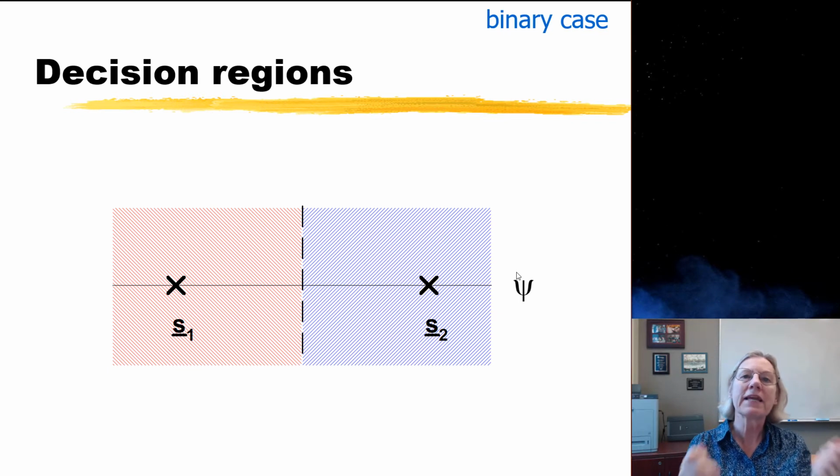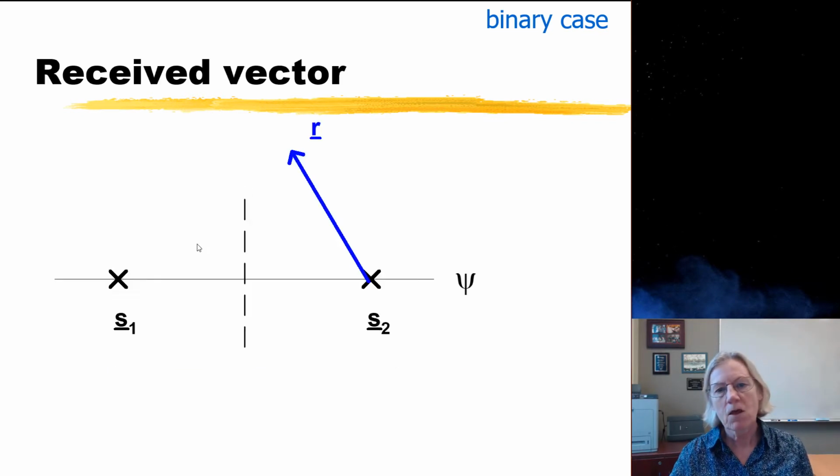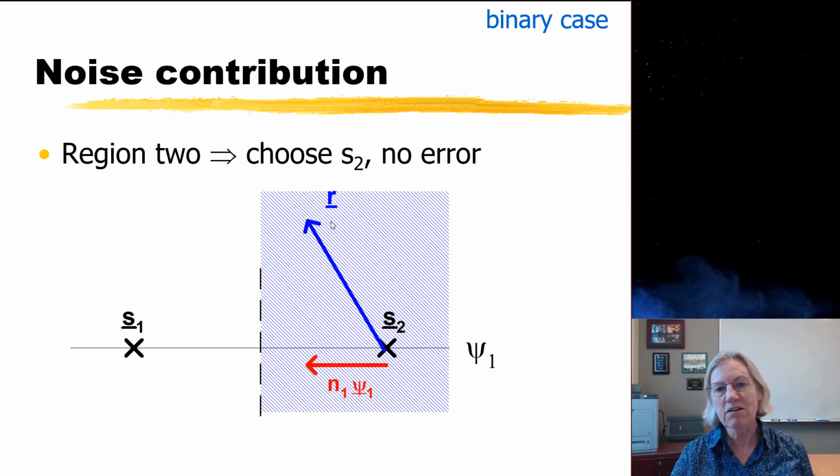And when do I make an error? So let's think back to the binary case. When is it I make an error? Well, suppose I have an arbitrary received vector somewhere in the two-dimensional plane that I'm examining now. Now, if we look at the example here, well, this R that I traced is clearly in the blue region. It's on the half plane where S2 is found. And so I'm going to choose S2. There's not going to be an error. So why is there not going to be an error?